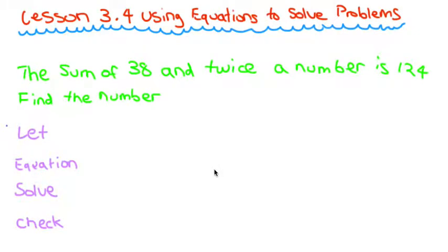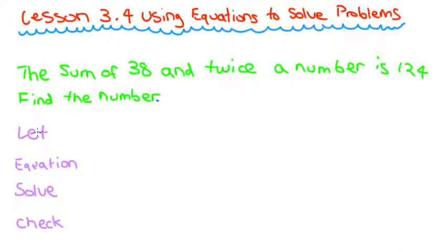This is lesson 3.4, using equations to solve problems, more specifically word problems. So let's read this problem here. The sum of 38 and twice a number is 124. Find the number.